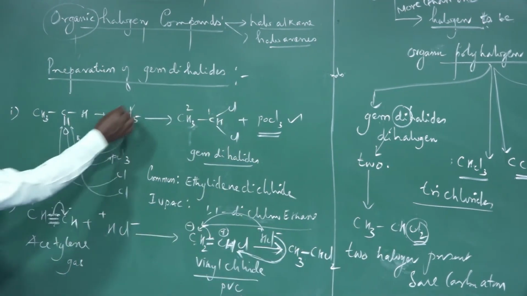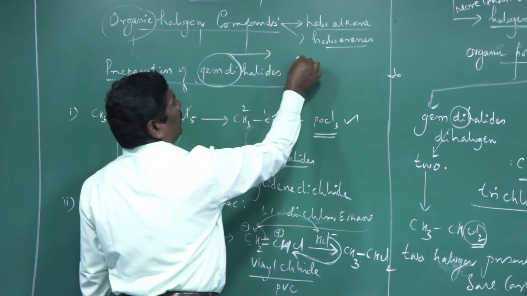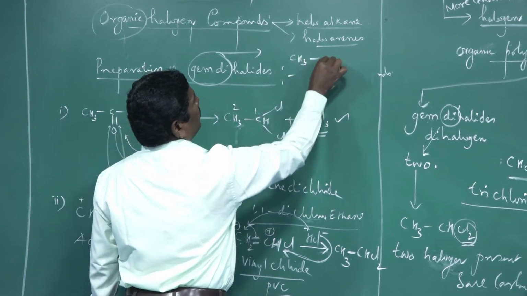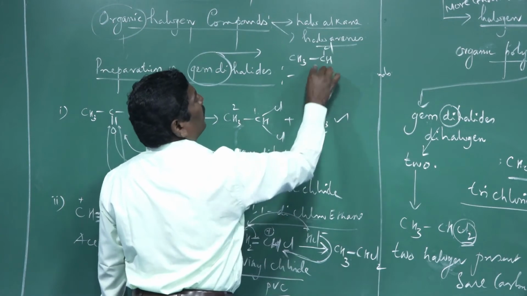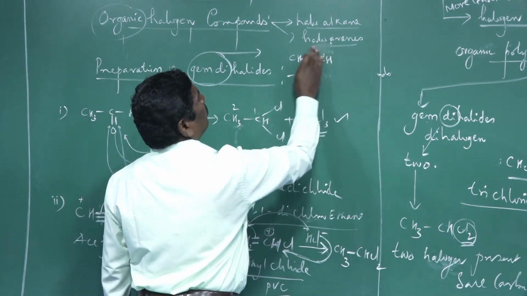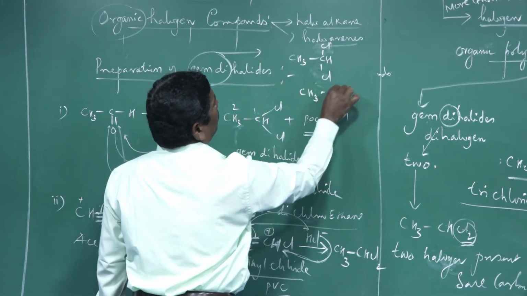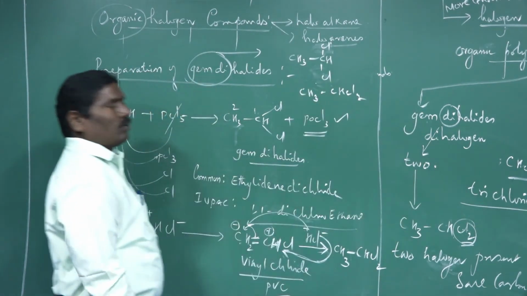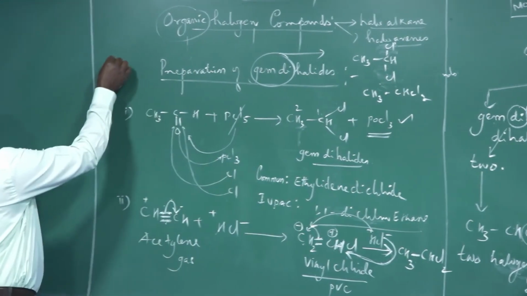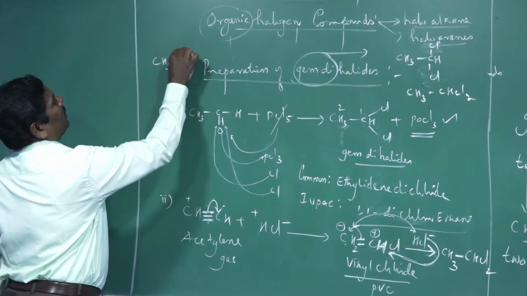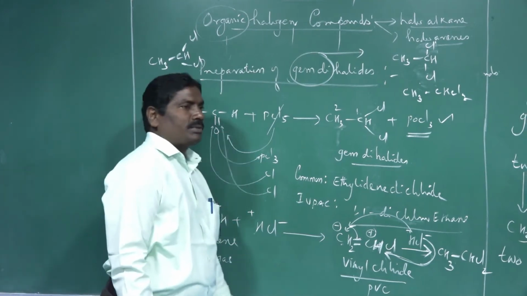This is a gem dihalide. The structure of the gem dihalide can be written as CH3 CH bond Cl bond Cl, or as CH3 CHCl2, or in the form CH3 CHCl Cl. Whatever way we write it, all are the same structure.